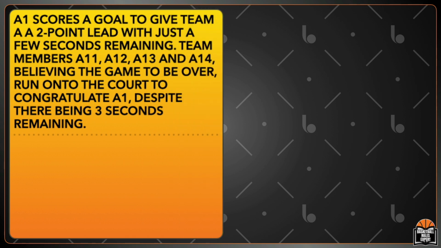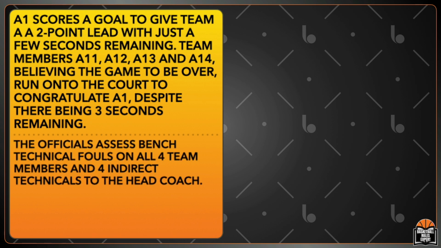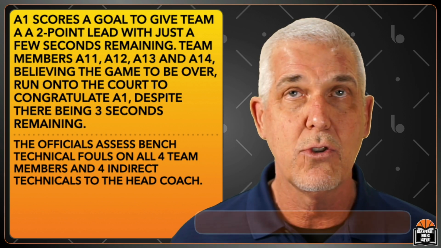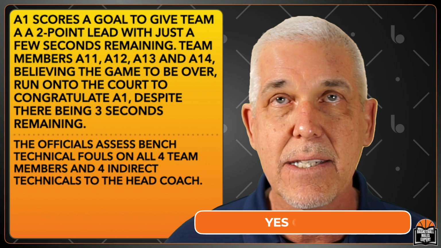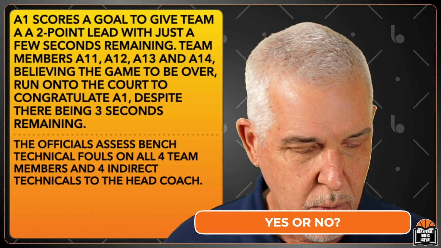A1 scores a goal to give Team A a 2-point lead with just a few seconds remaining. Team members A11, A12, A13, and A14, believing the game to be over, run onto the court to congratulate A1, despite there being 3 seconds remaining. The officials assess bench technical fouls on all 4 team members and 4 indirect fouls to the head coach. Were the officials correct? Yes or no?